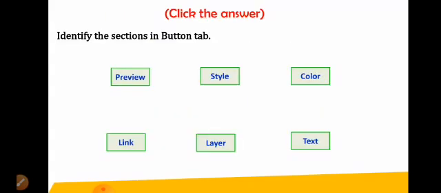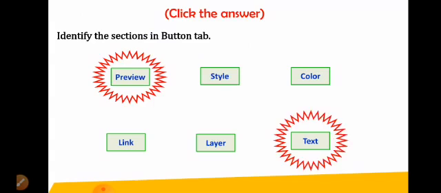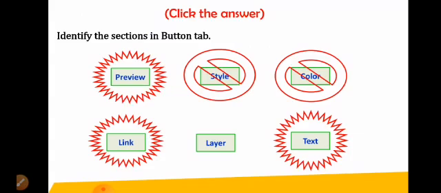Okay. Next one, here you can identify the sections in button tab. What are all the sections under the button tab, children? Yes, the first one, preview, then text, okay, then link. Okay, so these all are the sections under button tab. The other things are not under the buttons tab, that is style, color and layer.